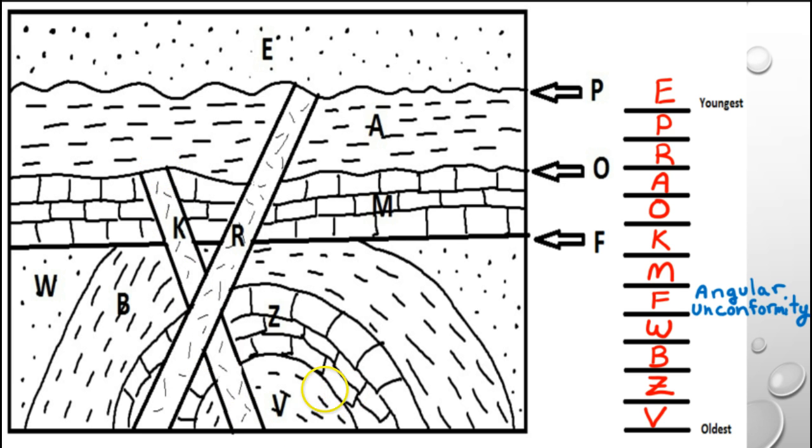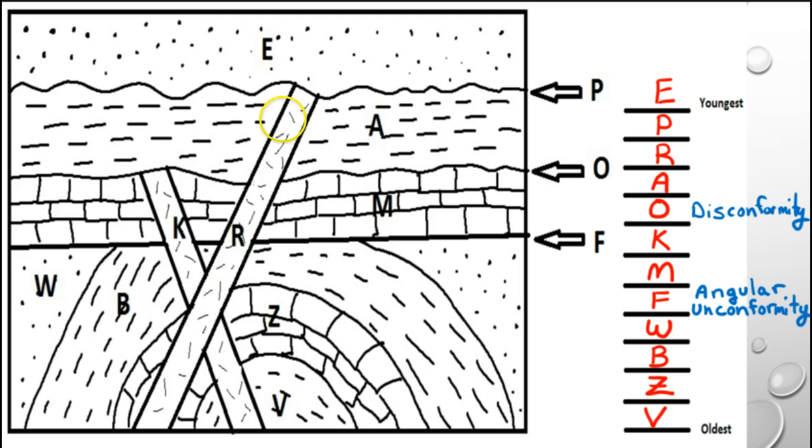K is also cutting all the units below it. So K is younger than all the units that lie below it, so it lies on top. This is a dike. We then have O coming in here, and this is between parallel sedimentary units. This is just missing time and erosional surface, so O is a disconformity, followed by A on top of that.